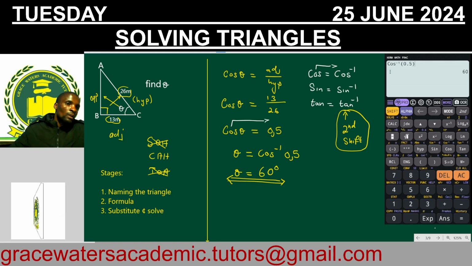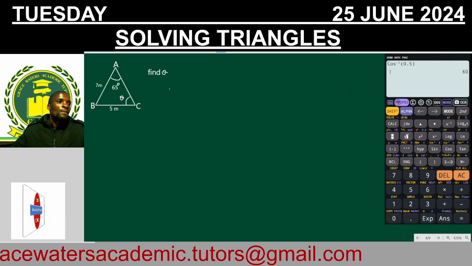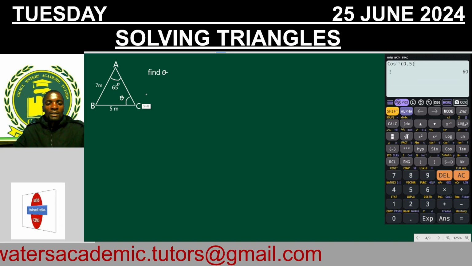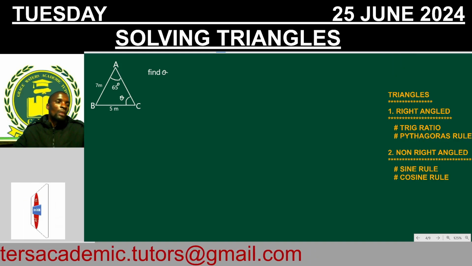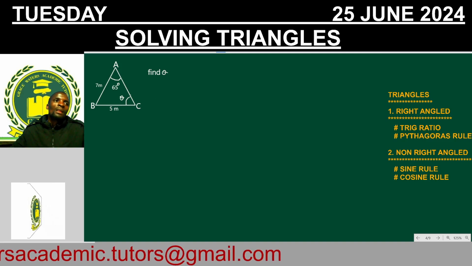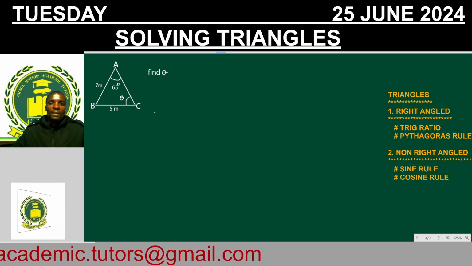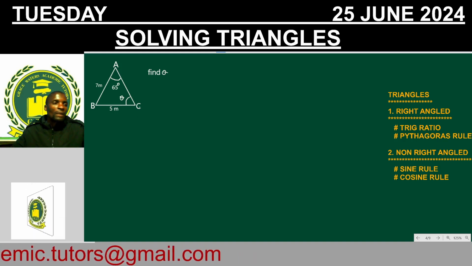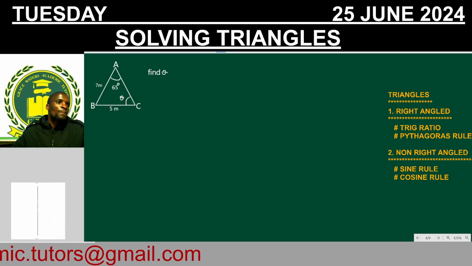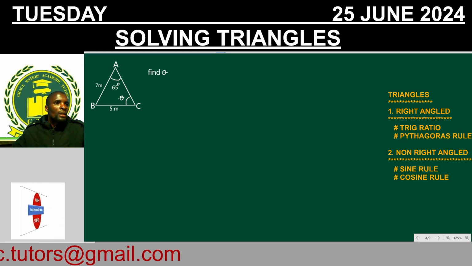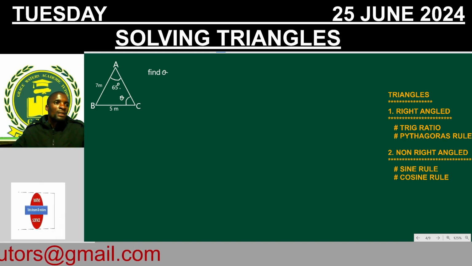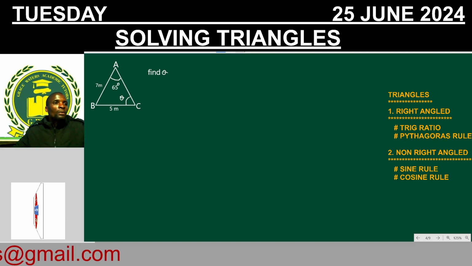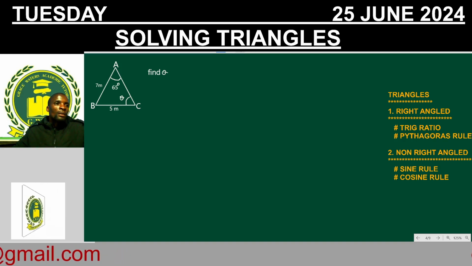The next question is saying find theta. This time around we are given a different type of question. We have a non-right angle triangle, meaning we want to learn how to decide between the sine rule and the cosine rule. Here the first thing is to name, and how we choose the sine and the cosine.